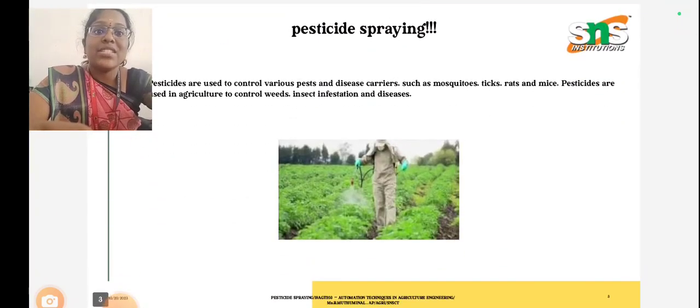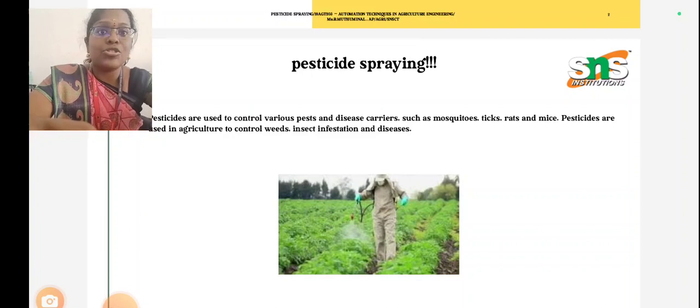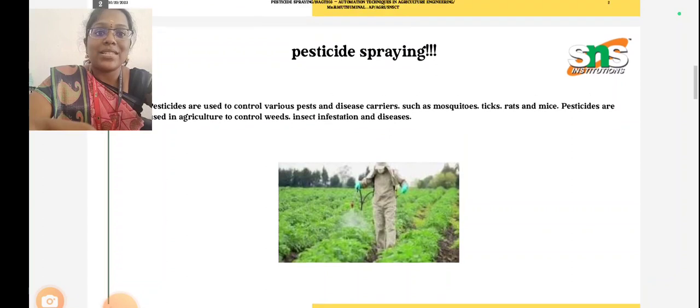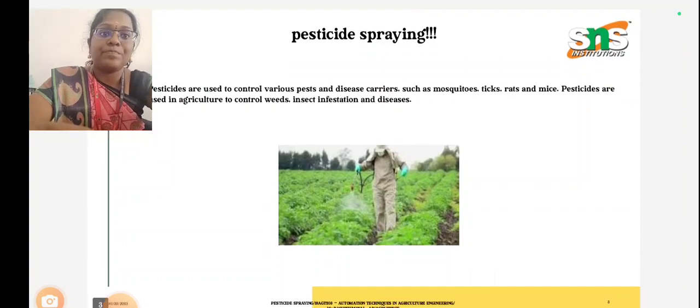Pesticide is used for controlling pests like mosquitoes, ticks, and rats, which have a greater impact in agricultural fields. Whenever a pest infests a field, it results in reduction of crop yield, and the yield from an infested crop will also have a lower quality. In order to avoid this, we use pesticides to control the infestation and diseases caused by the pest acting over the field.